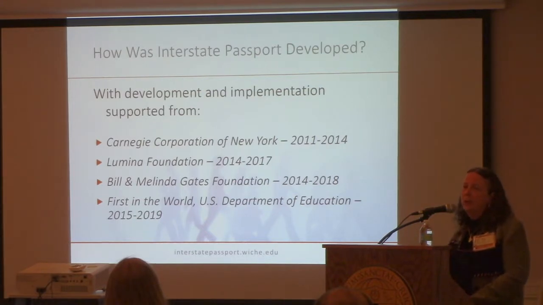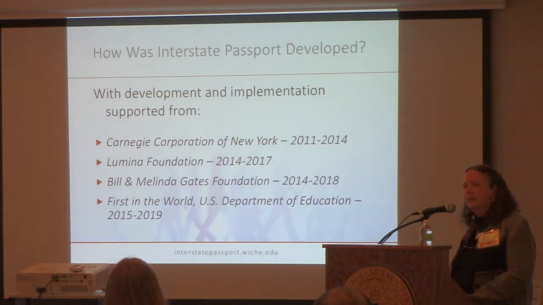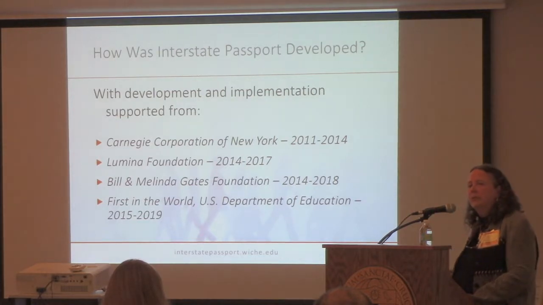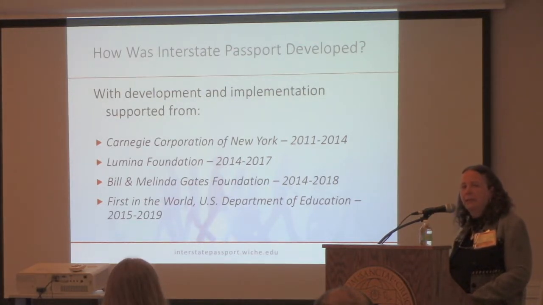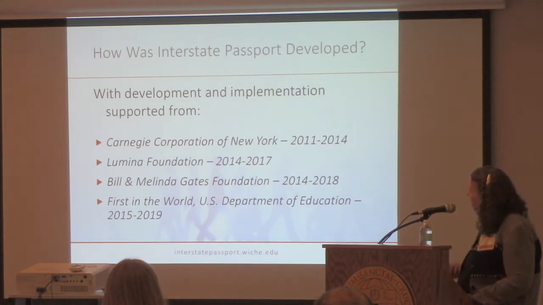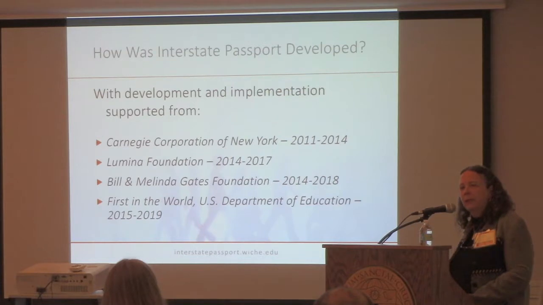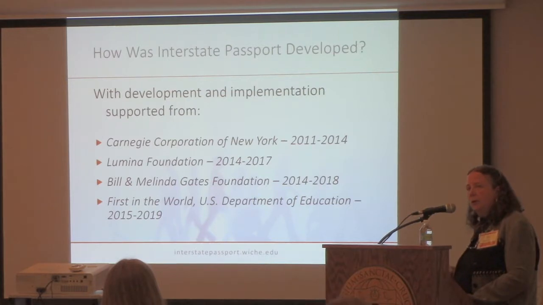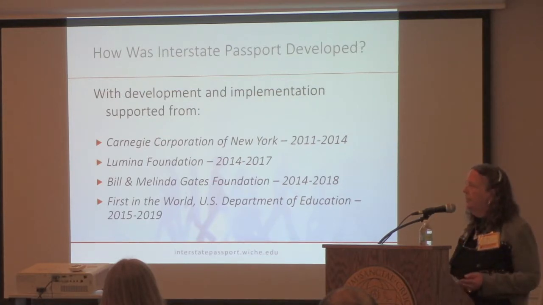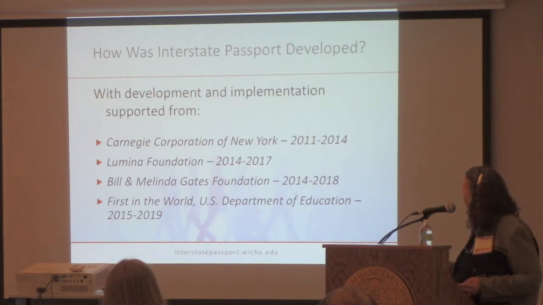Work has been funded by 4 different sources. The Carnegie Corporation of New York provided the proof of concept funding. Then the Gates Foundation and the Illumina Foundation provided support for developing the learning outcomes, for developing the academic progress tracking design. Then we received a First in the World grant from the U.S. Department of Education, which allowed us to create a partnership with the National Student Clearinghouse to put the academic progress tracking into place and begin to scale up this project so that it could, in fact, be a national interstate highway for higher education students.